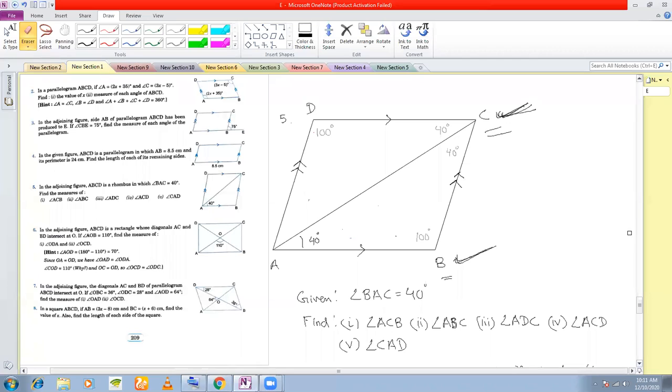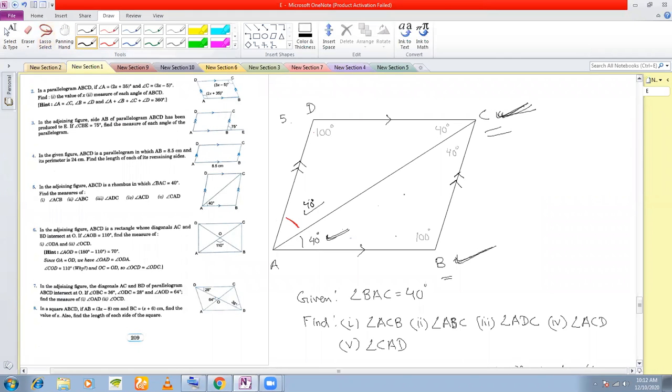Okay, so next question is CAD. Let's see which angle. CAD. So you are required to find out this angle. Again, this is very easy. If this angle is 40 degrees and the diagonal bisects angle A, because the diagonal bisects the interior angles of a rhombus, that means this angle and this angle must be equal. So if this is 40 degrees, this must also be 40 degrees. And the reason is that diagonals bisect the interior angles of a rhombus.